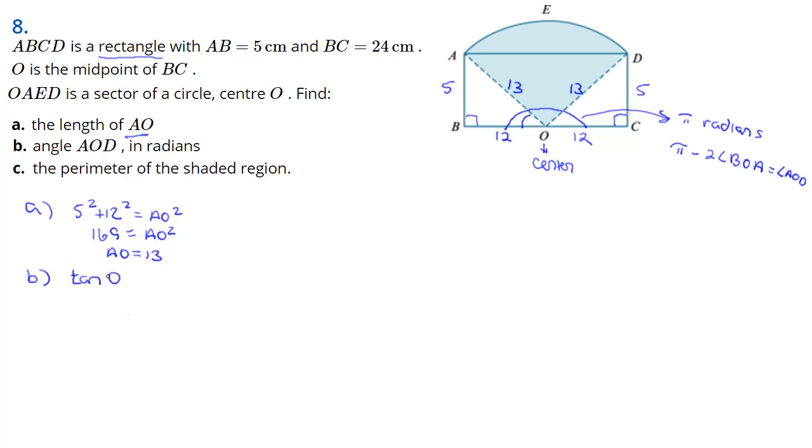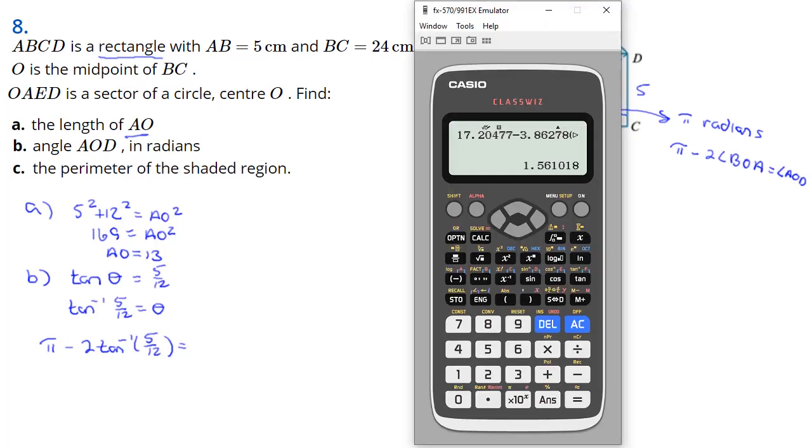So I look at that and I see 5 and 12, those are opposite and adjacent. So if I do the inverse tan of 5 over 12, that's going to give me that angle. Now, keep in mind I need 2 of them, so I'm just going to put the whole thing in here. Pi minus 2 times tan inverse of 5 over 12, and that's going to give me my answer of whatever AOD is. So then I go to my calculator and type it in.